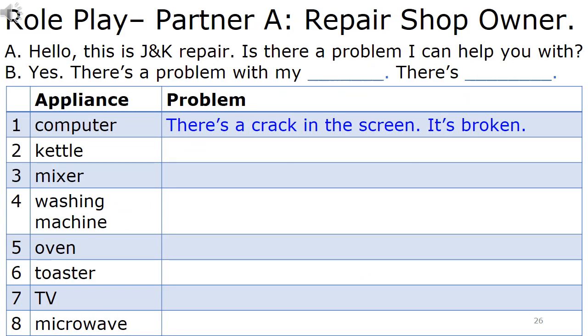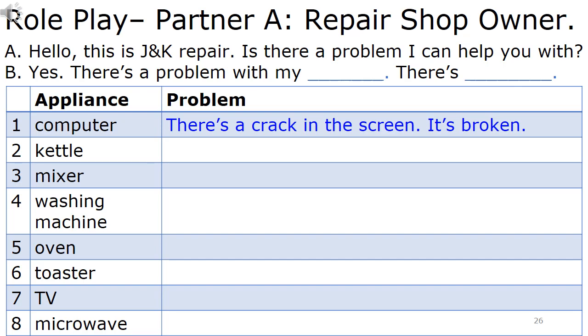Role play. Partner A, repair shop owner. Hello, this is J&K Repair. Is there a problem I can help you with? Yes, there's an appliance problem. For example, 1. There's a problem with my computer. There's a crack in the screen. It's broken. 2. Kettle. 3. Mixer. 4. Washing machine. 5. Oven. 6. Toaster. 7. TV.